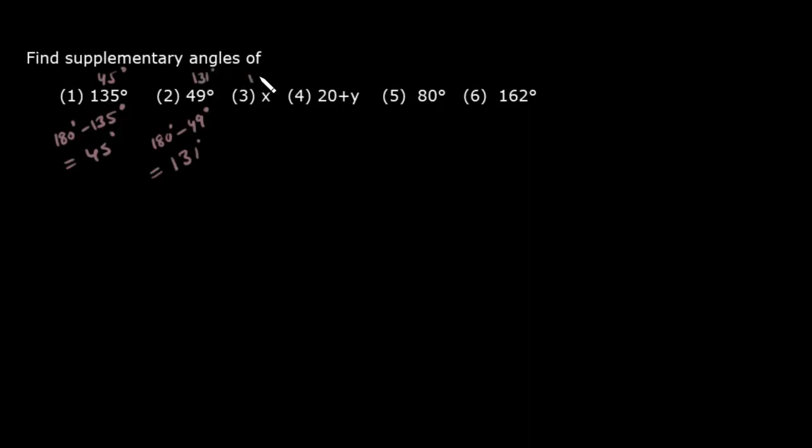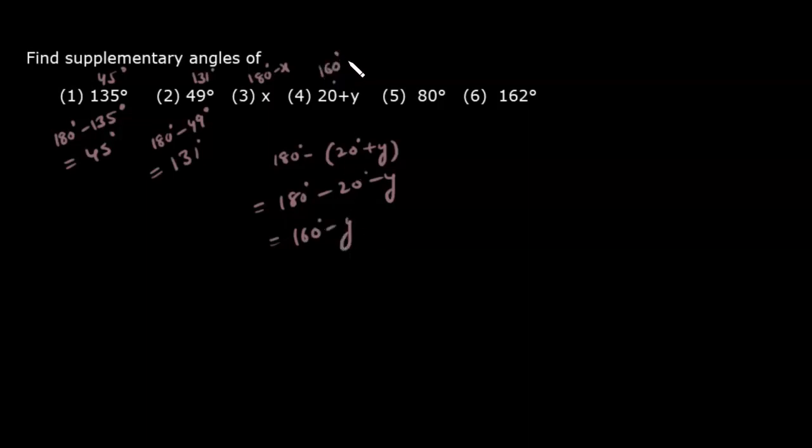The supplementary angle of x is 180 degrees minus x. In this case, we have to find the supplementary angle. This is 180 degrees minus (20 degrees plus y), which is 180 degrees minus 20 degrees minus y, or 160 degrees minus y. So its supplementary angle is 160 degrees minus y.